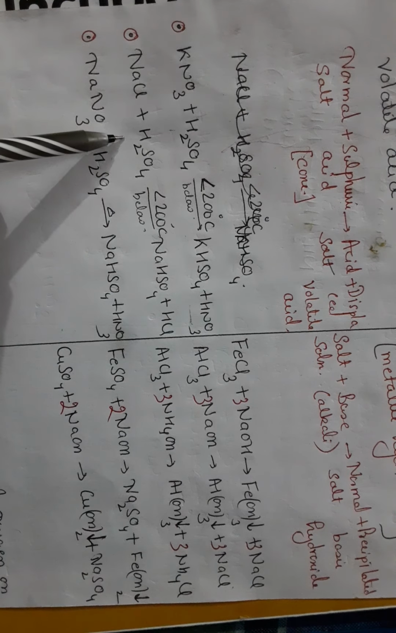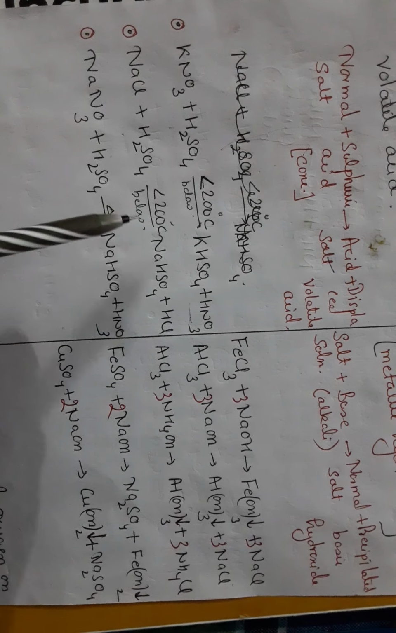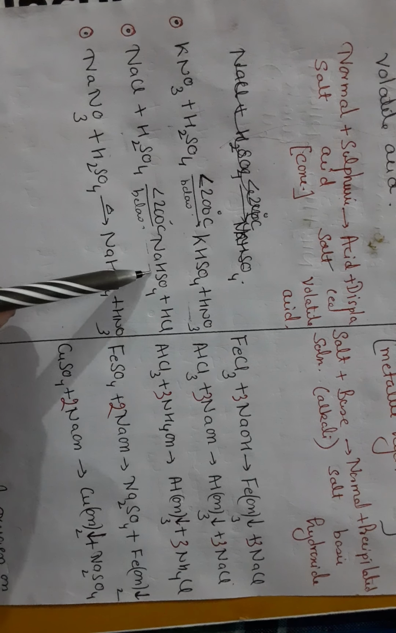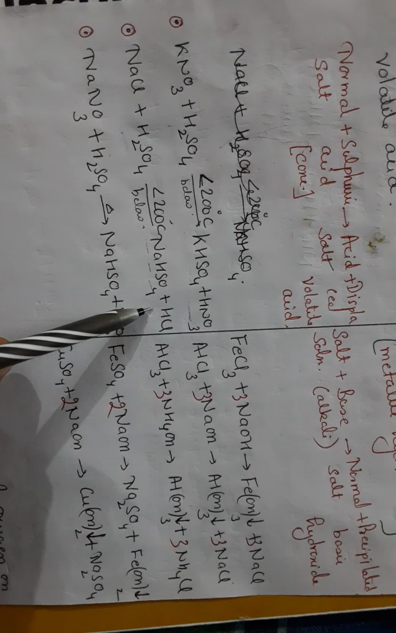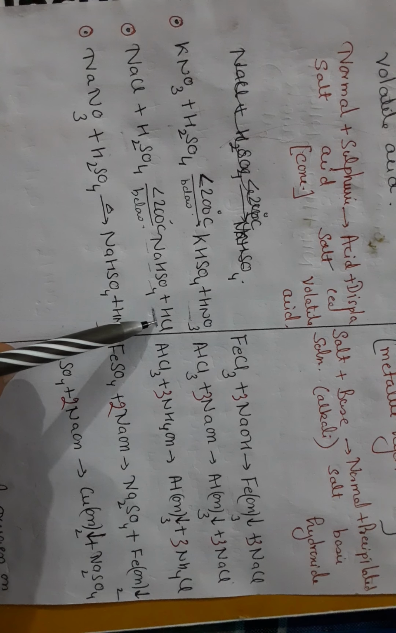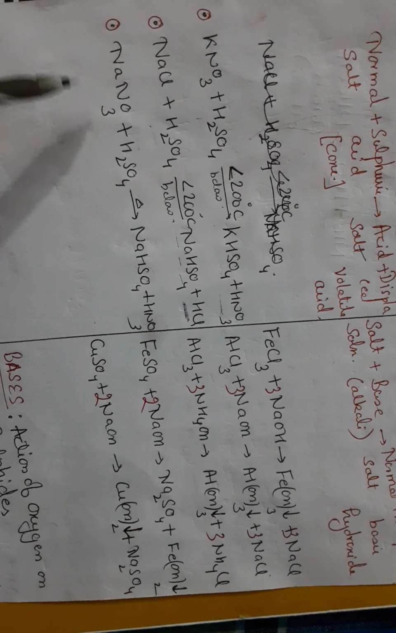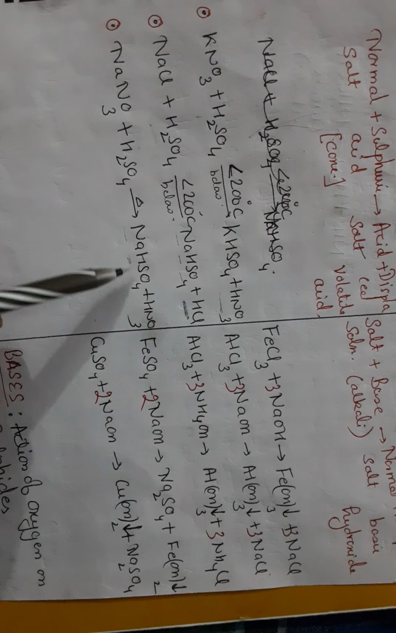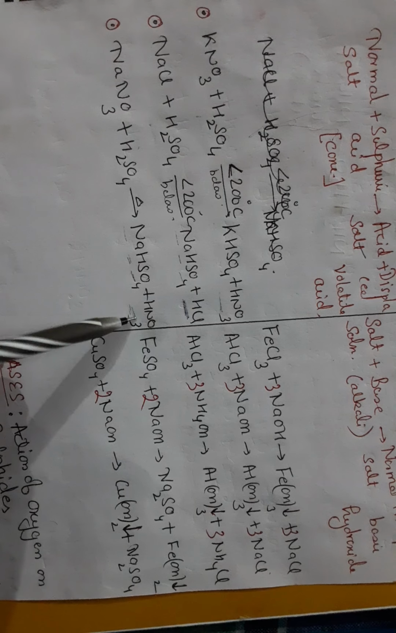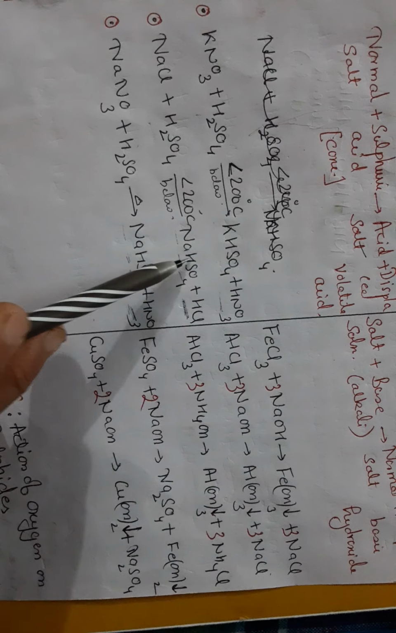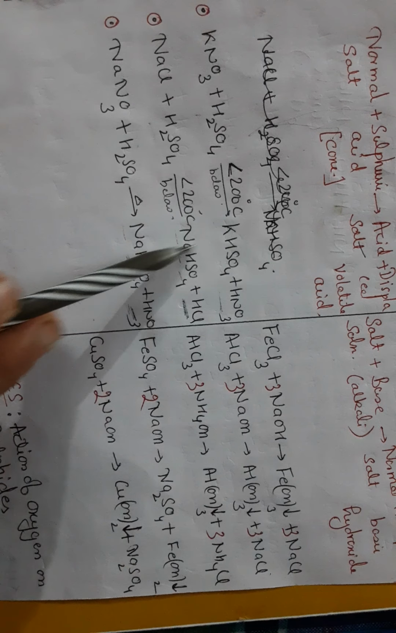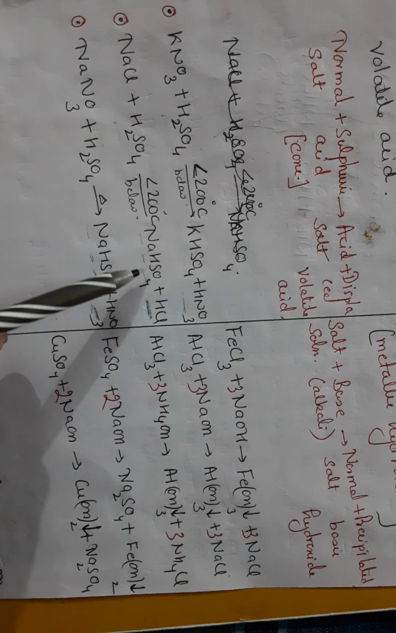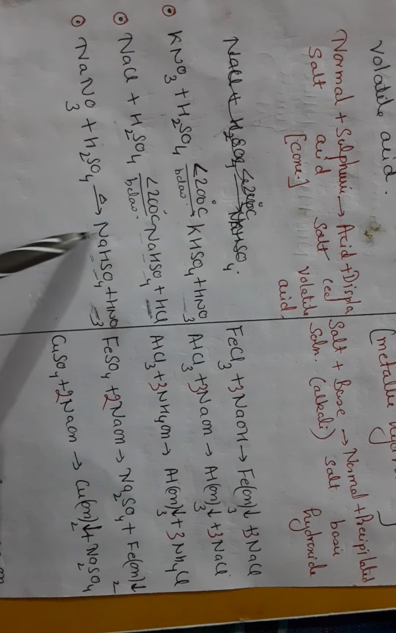When sodium chloride is reacted with concentrated sulfuric acid, at a temperature below 200 degrees centigrade, it again gives an acidic salt, that is sodium hydrogen sulfate. In addition to it, an acid is formed, that is hydrochloric acid. Sodium nitrate, when reacted with sulfuric acid, gives sodium hydrogen sulfate and nitric acid. All these three are acidic salts: potassium hydrogen sulfate and sodium hydrogen sulfate.